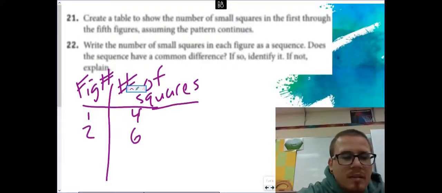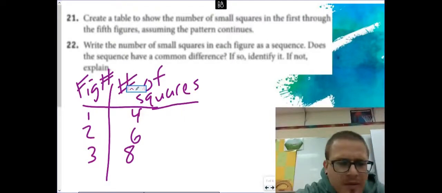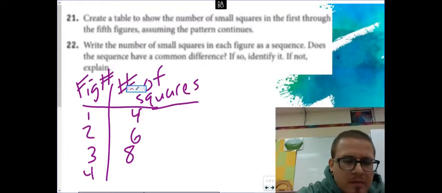6 squares. Sorry, guys. 8 squares. Keep it going. What's the 4th one going to be? It's going to be 10. What's the 5th one going to be? It's going to be 12.